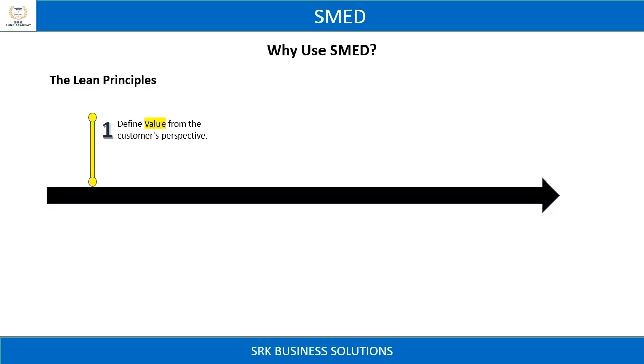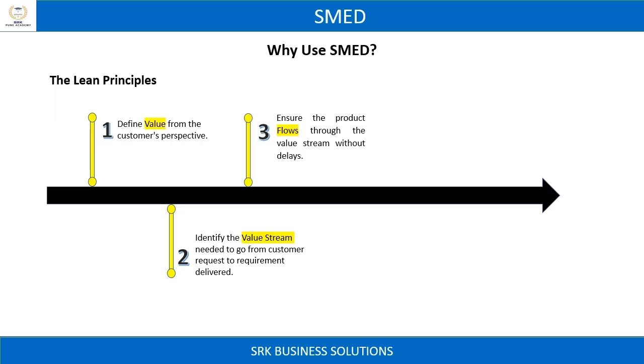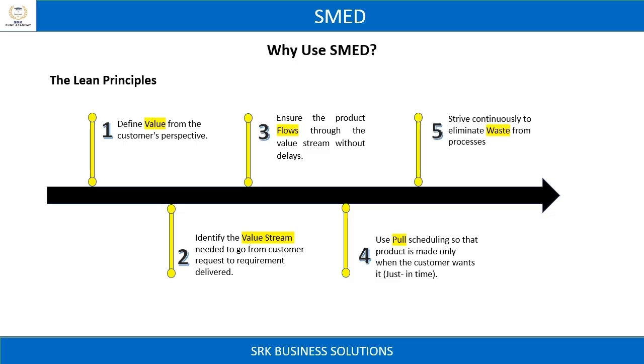Now, why use SMED? As we know, the lean principles are: 1. Define value from the customer's perspective. 2. Identify the value stream needed to go from customer request to requirement delivered. 3. Ensure the product flows through the value stream without delays. 4. Use pull scheduling so that product is made only when the customer wants it, just in time. 5. Strive continuously to eliminate waste from processes. 6. Uses of SMED.